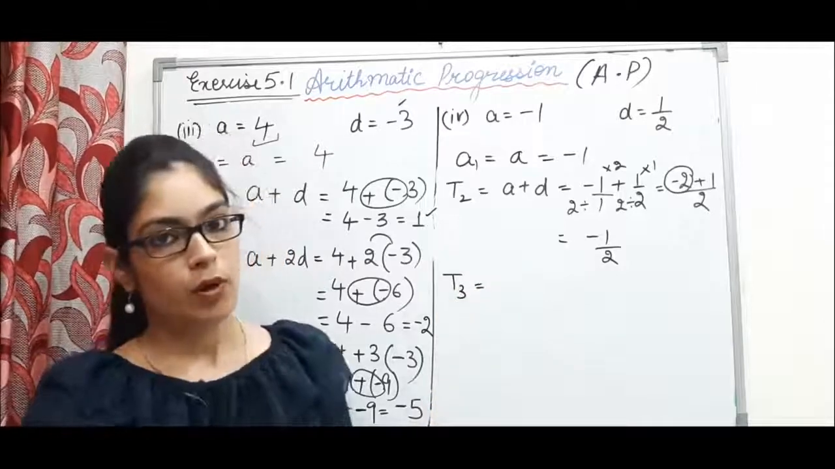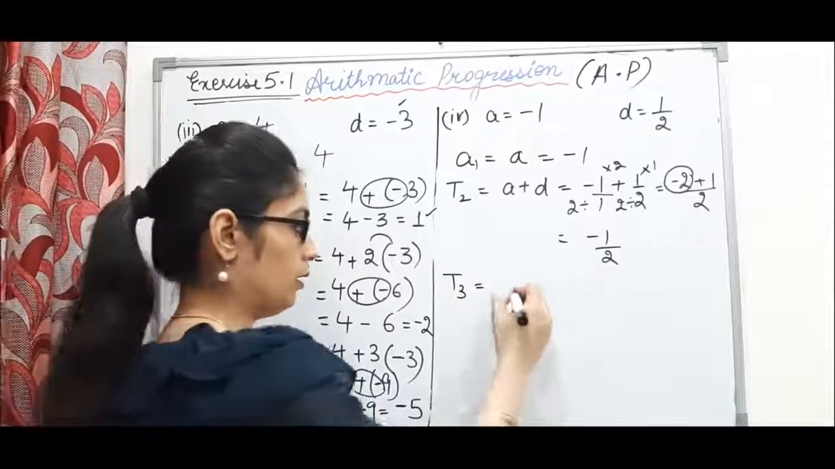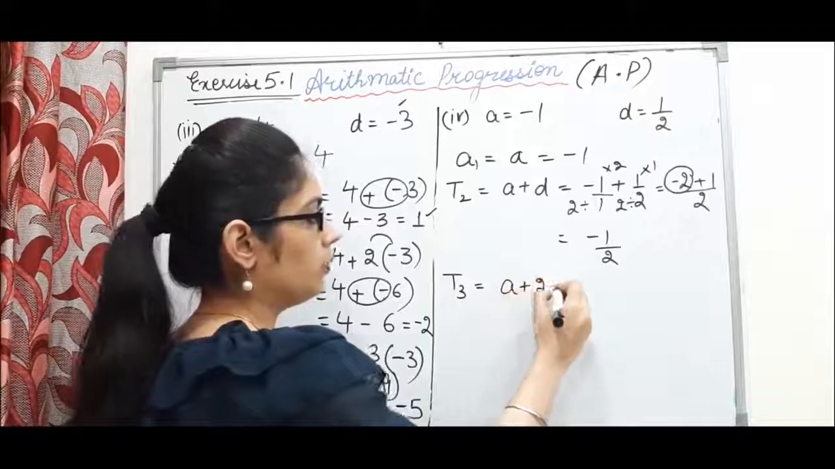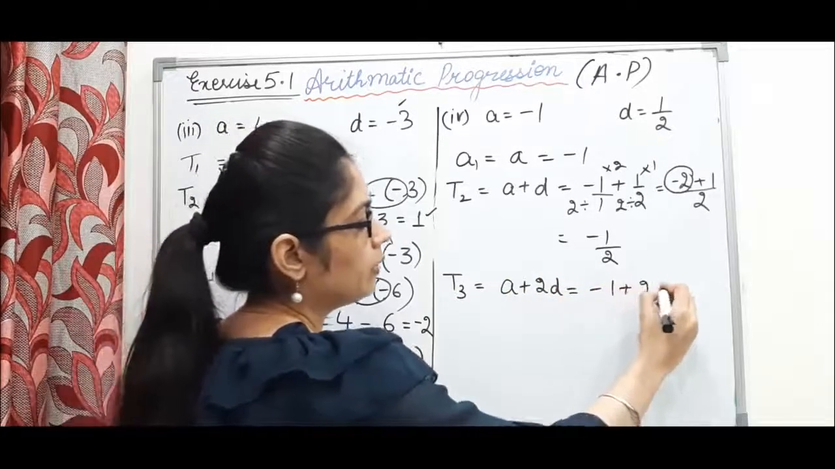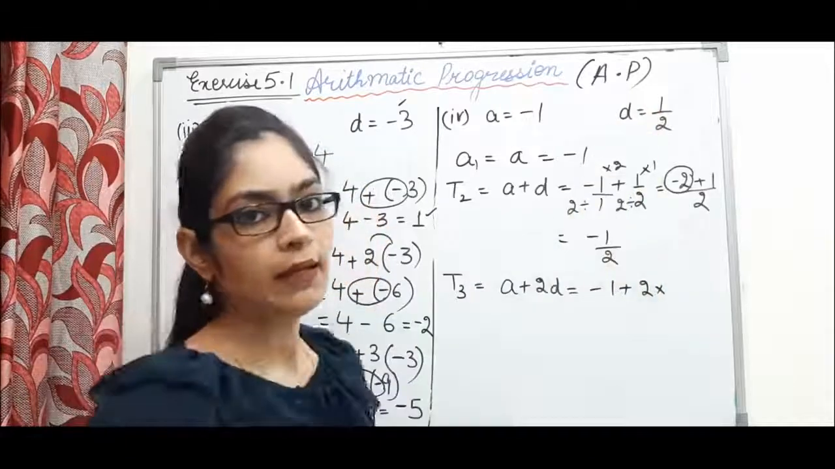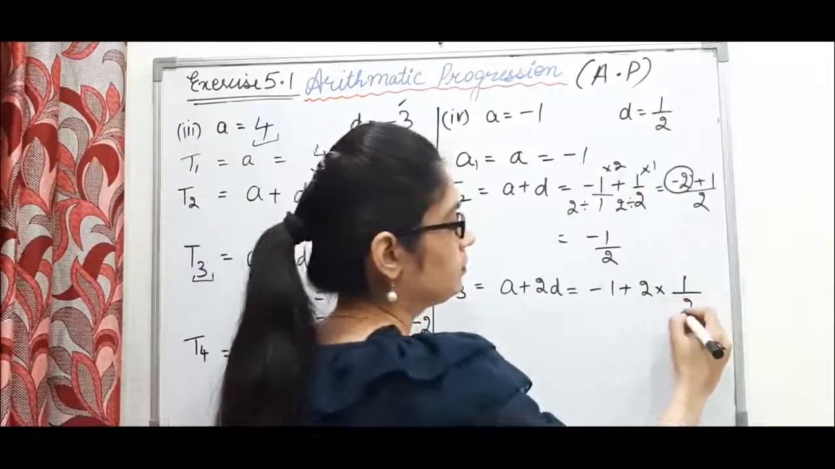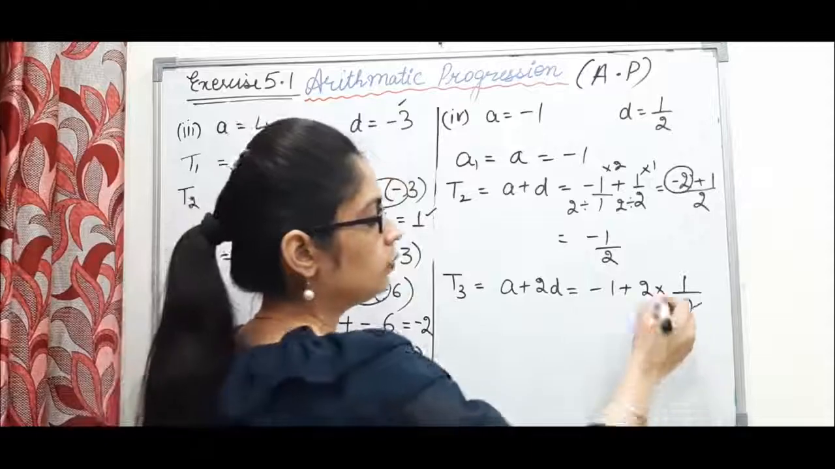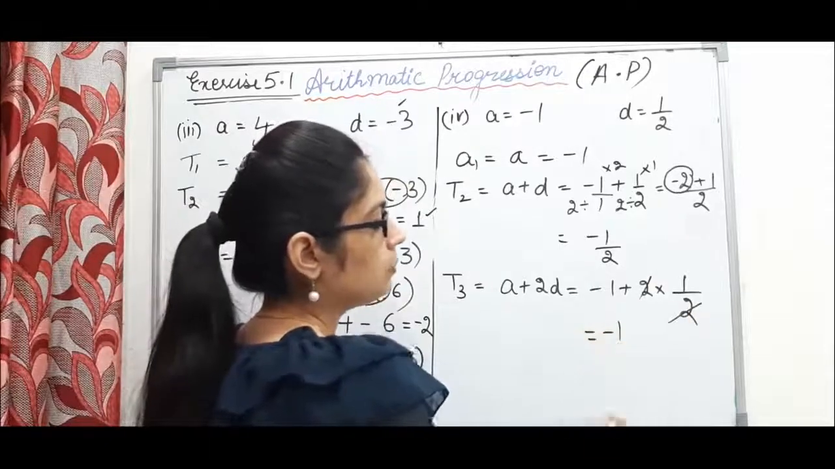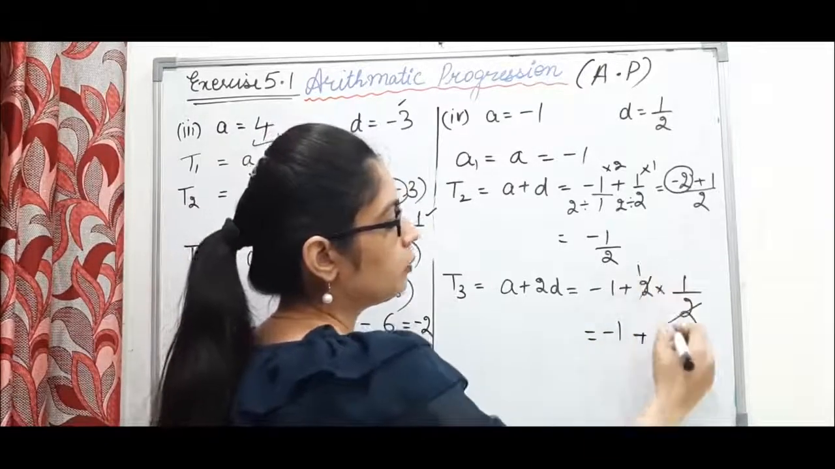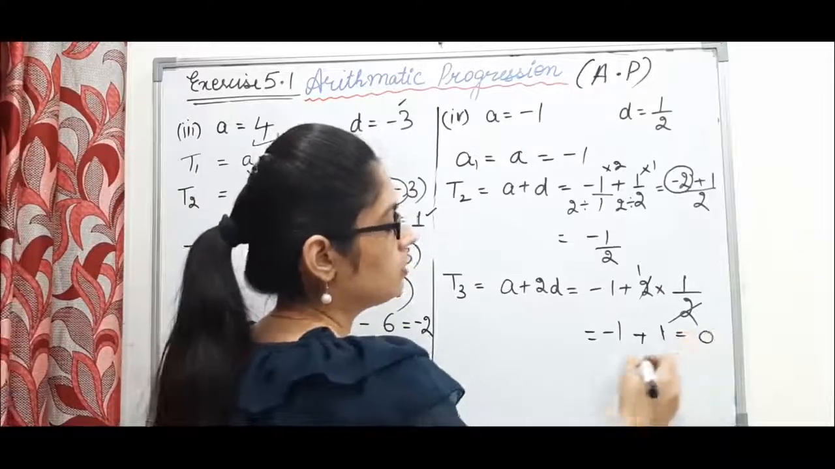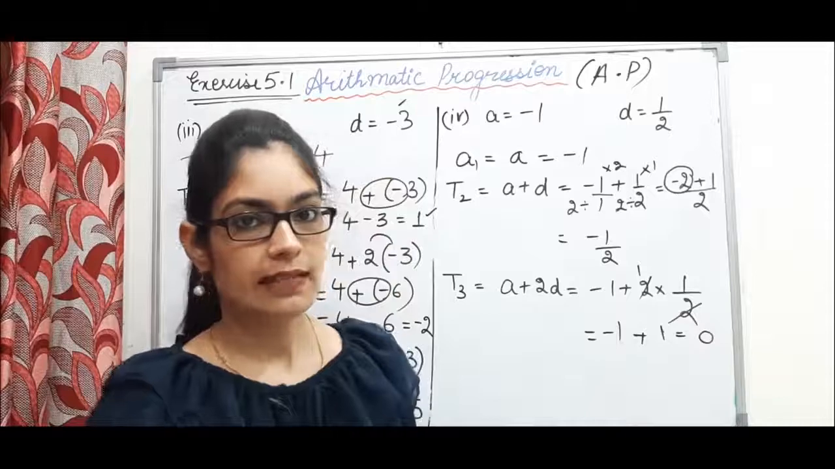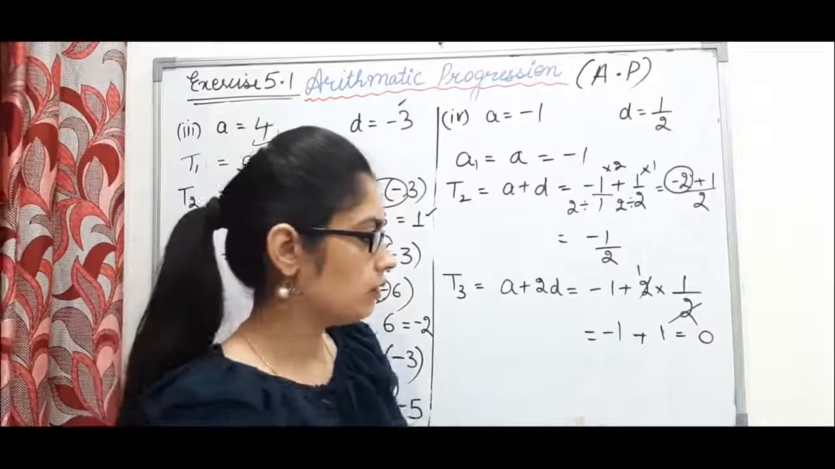Third term, same formula, a plus 2d. A plus 2 into d. A is minus 1 plus 2 into d, which is 1 by 2. 2 and 2 will get cancelled. Minus 1 plus 1 into 1, 1. Minus 1 plus 1 is equal to 0. Two numbers with opposite signs will always give us 0 as our answer.